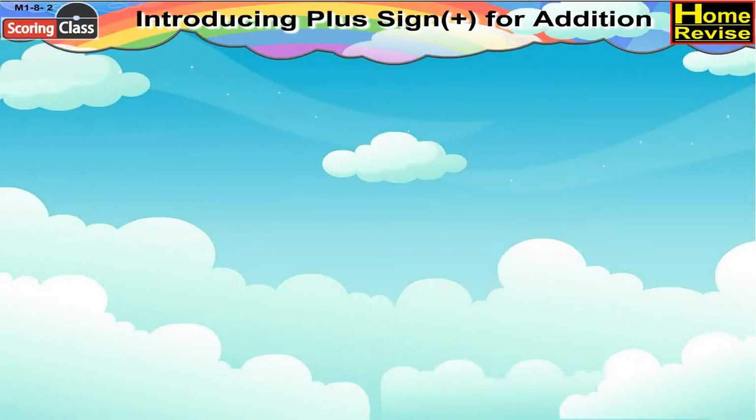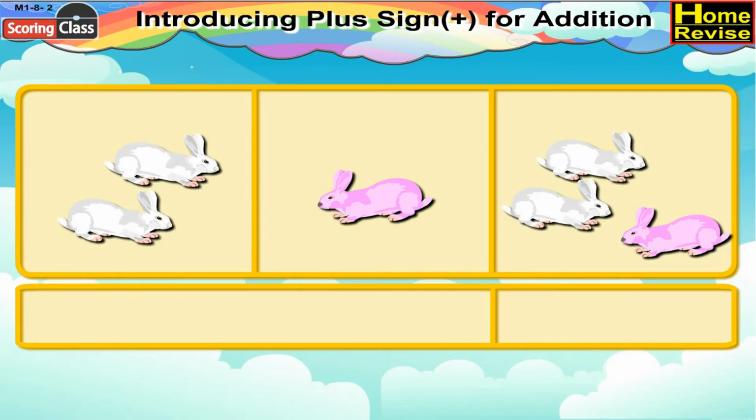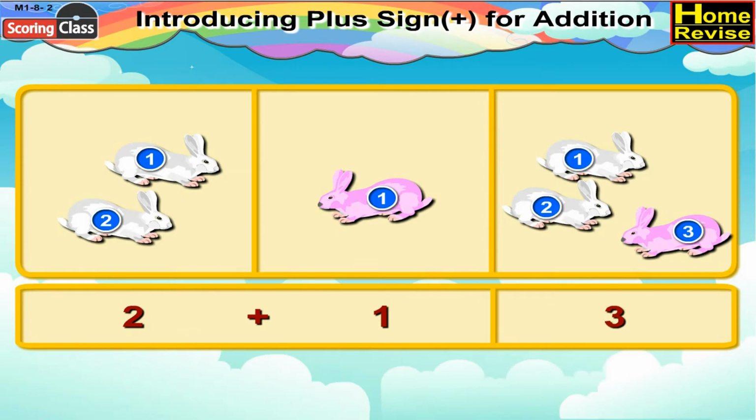Introducing plus sign for addition. Let us see the first picture. In the first picture, we see 2 white rabbits, and in the second, there is 1 pink rabbit. Now, 2 white rabbits plus 1 pink rabbit is equal to 3 rabbits.